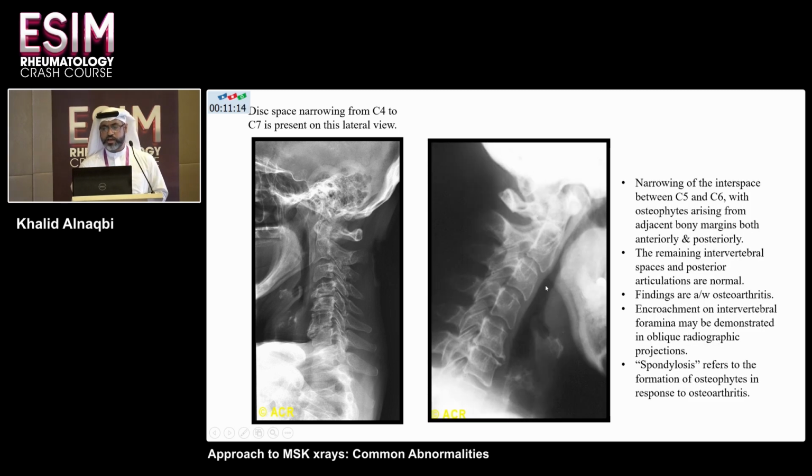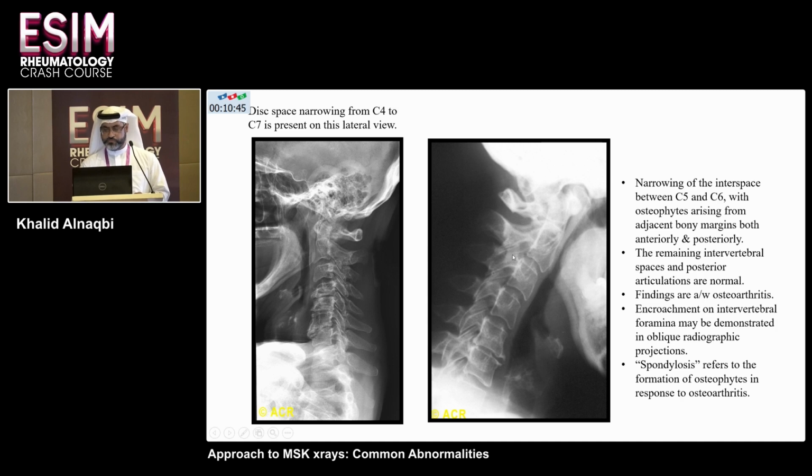Look at this, another patient. You can see that there's narrowing of the space between C5 and C6, with osteophytes arising from adjacent bony margins both anteriorly and posteriorly. The remaining intervertebral spaces and posterior articulations are normal. Findings are consistent with osteoarthritis. Encroachment on intervertebral foramina may be demonstrated on oblique radiographic projections.